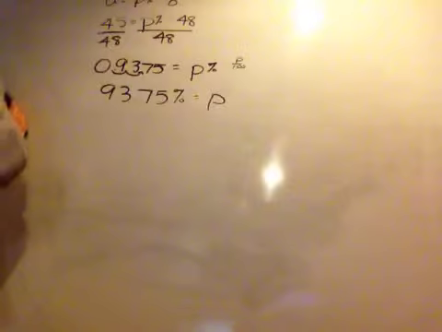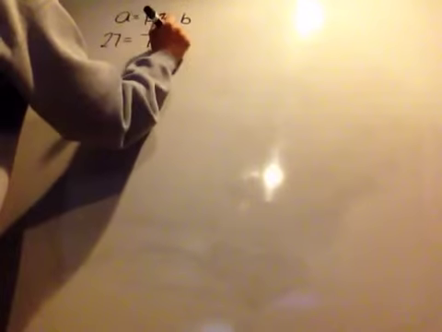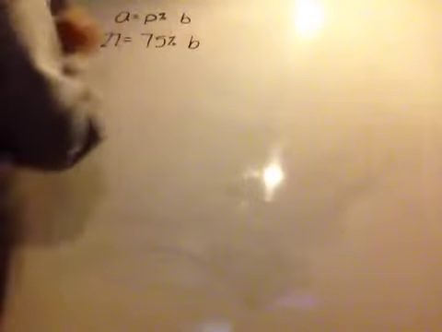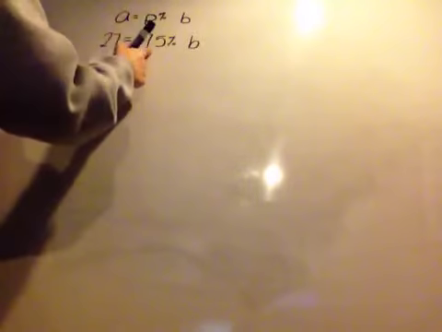So now we're going to find a base. So again, we're looking at A equals P percent times B. And we want to use the percent equation to find this answer. 27 is 7.5% of what number? So first thing we have to do is change our percent into a decimal.